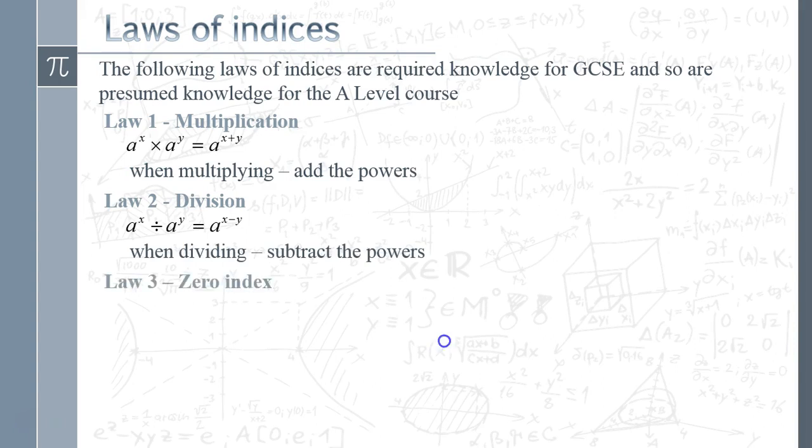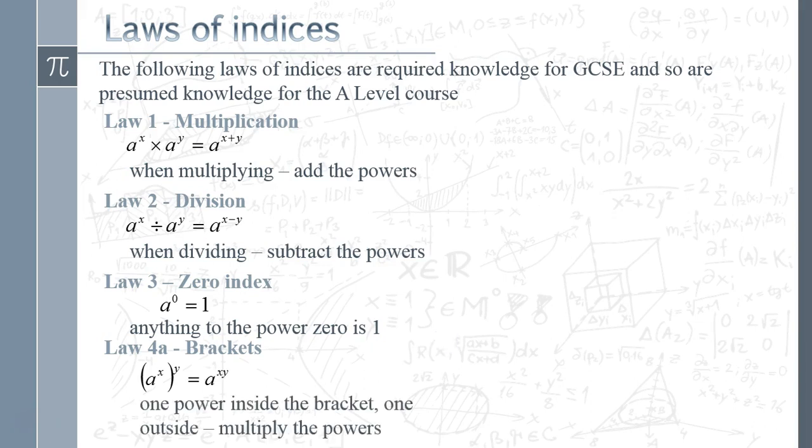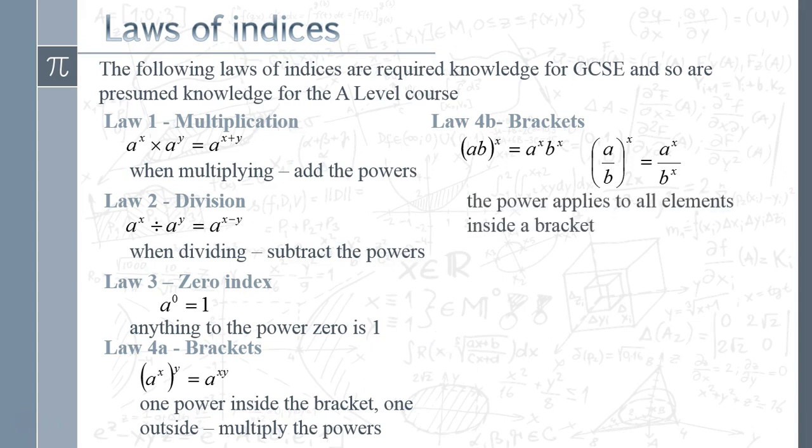Law 3, the zero index, so we're saying that anything to the power of 0 is 1. Law 4, now I split these into two because we've got a couple of laws regarding brackets. The first one is if you've got a power inside and a power outside the bracket, then you're going to be multiplying those powers together. The second one of those is that if you've got two terms within the bracket, for example a times b all to the power x, then the power applies to both bits. And that's particularly relevant, as you can see there, with regard to fractions as well. So the power applies to all elements inside the bracket.